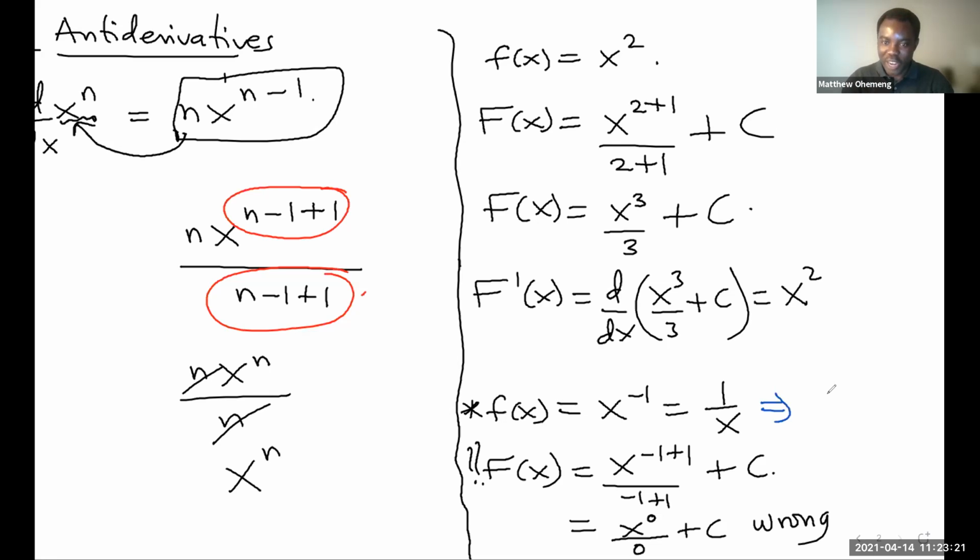So for this one, rather, we can use this power rule thing, right? Whenever the power of the x is negative 1, you can't use the power rule approach for the antiderivatives. You have to remember that the antiderivative, or what we differentiate to get 1 over x, is what? Is ln of x, right? So ln of x.